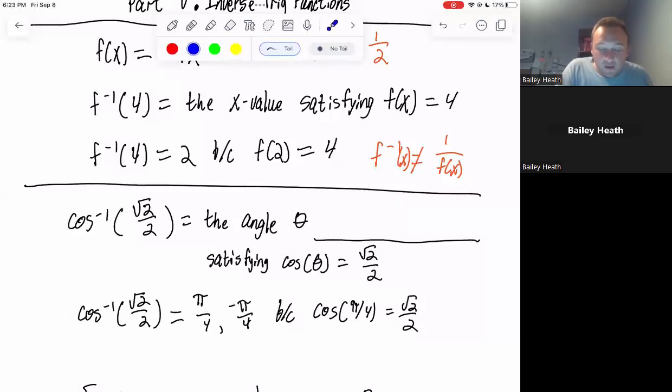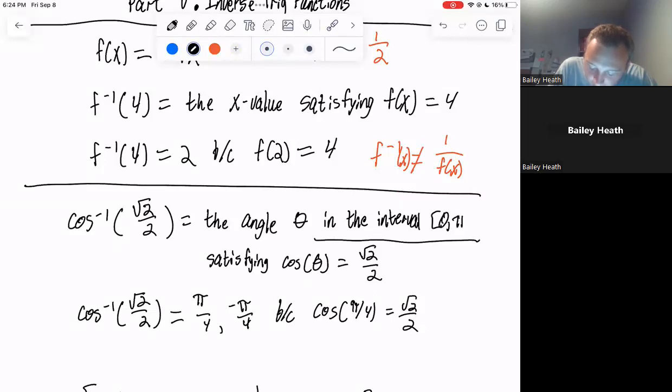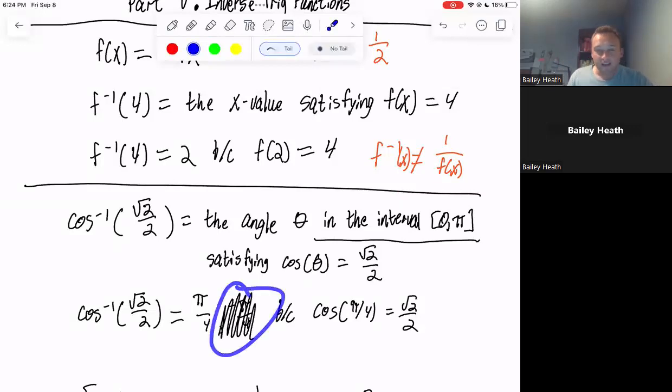So here's what we do to remedy this. We give a specific interval of angles and assign that to be the range of cos inverse. So this blank that I'm going to fill in, we demand that this angle theta has to be in the interval from 0 to pi, including those endpoints. With that restriction, negative pi over 4 is no longer a correct answer. It's no longer a viable output because it doesn't fall into this interval.